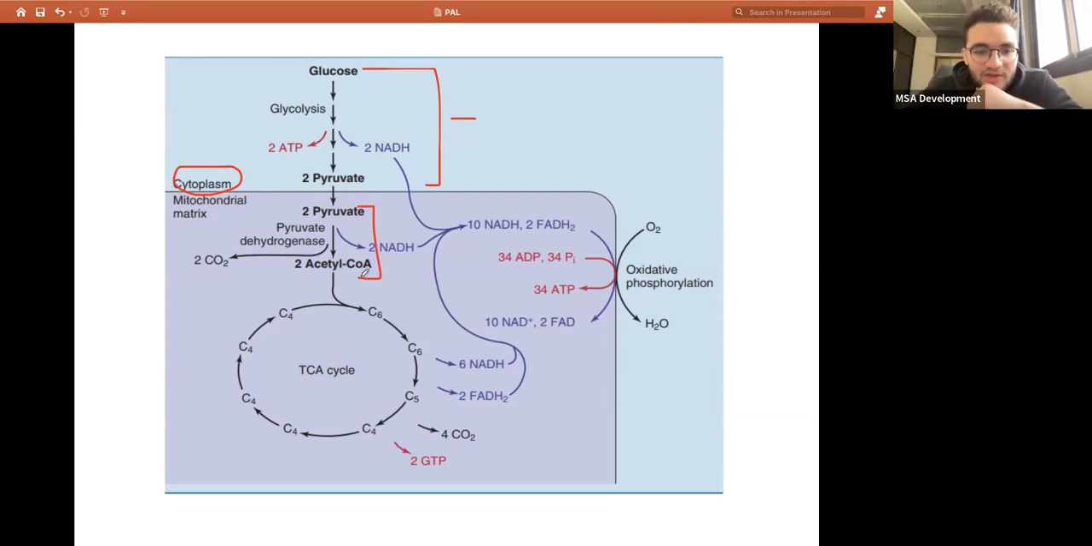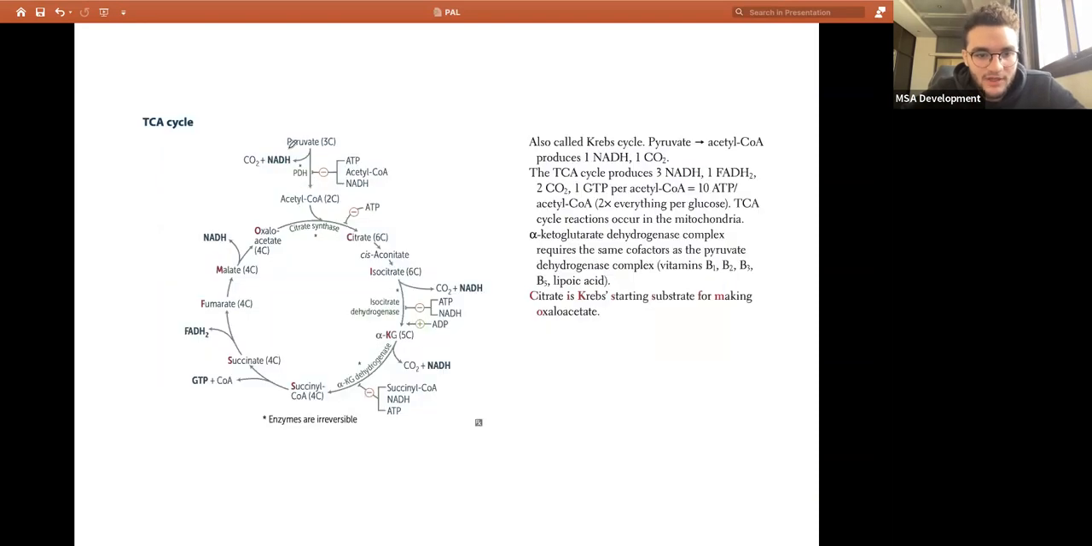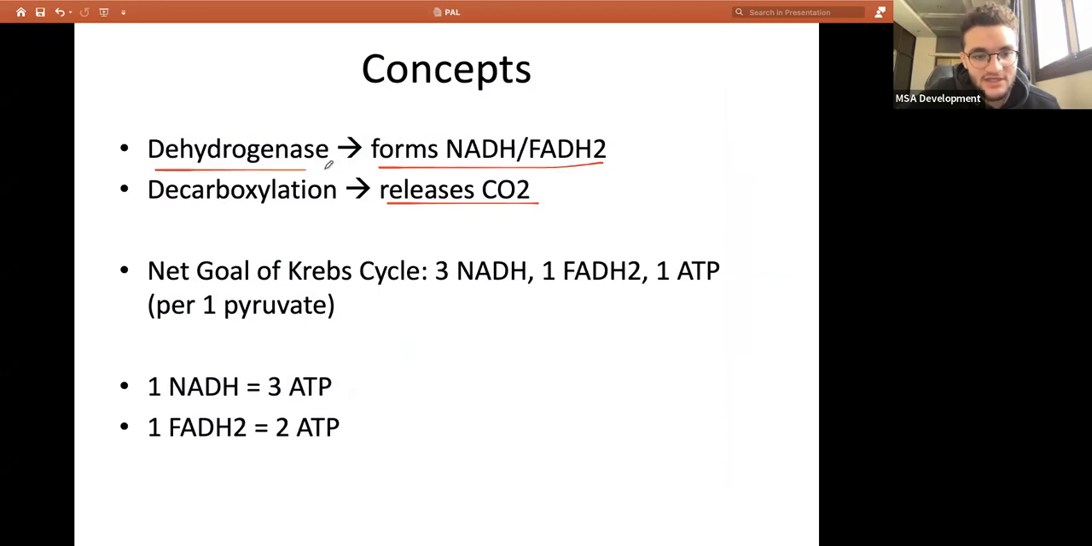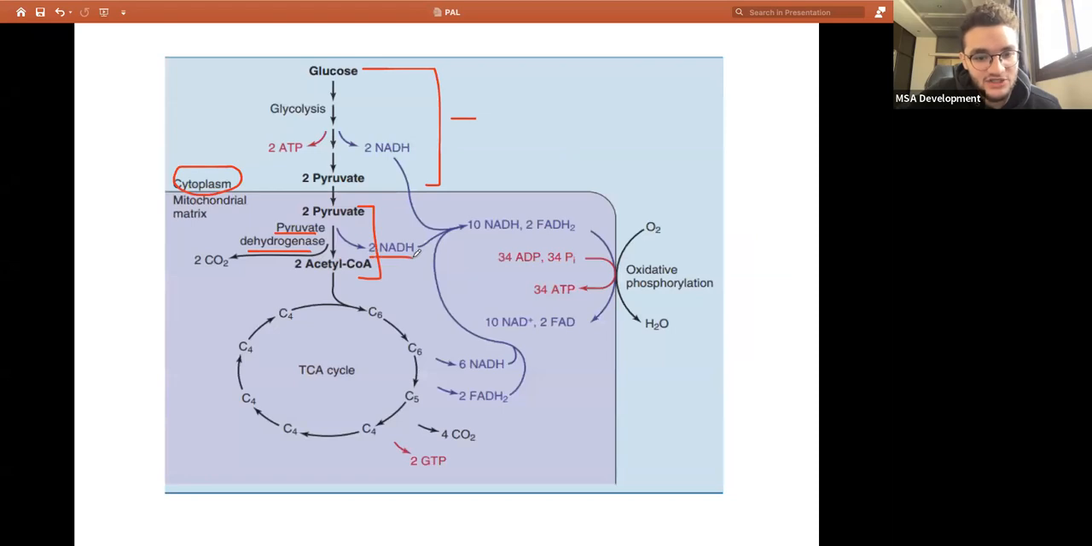This reaction is pyruvate becoming acetyl-CoA. For any reaction that occurs, there has to be an enzyme that controls it, and this enzyme is pyruvate dehydrogenase. How do you remember that? The substrate is pyruvate, and it's a dehydrogenase. If you remember what I said at the beginning, dehydrogenase forms NADH or FADH2. In this case, it forms NADH.